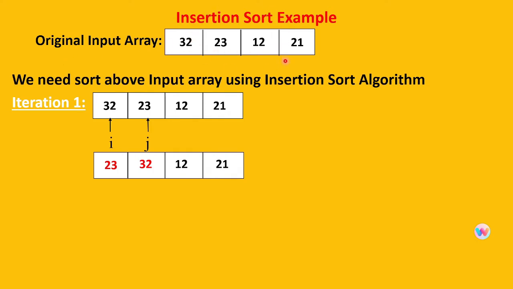The original input array is given, which is not in sorted order. It is in some random order, as you can all see. 32 is at the first place, then 23, 12 and 21. So we have to sort this array using insertion sort.